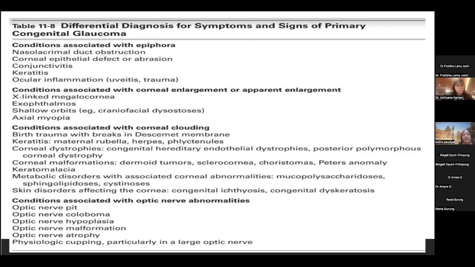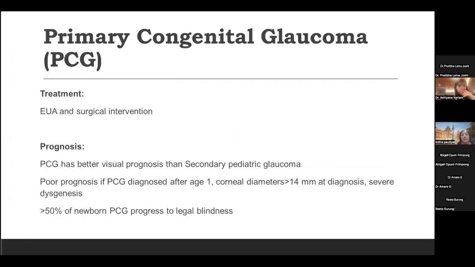With epiphora, there can be different differential diagnoses like nasolacrimal duct obstruction, keratitis, and the rest we can see here. In conditions associated with corneal clouding, there can be a history of birth trauma like forceps deliveries, which are not common these days, and metabolic disorders like mucopolysaccharidosis and many other conditions. And conditions associated with optic nerve abnormalities can be differentiated with optic nerve pit or atrophy or physiological cupping, usually when there is a large optic nerve head.